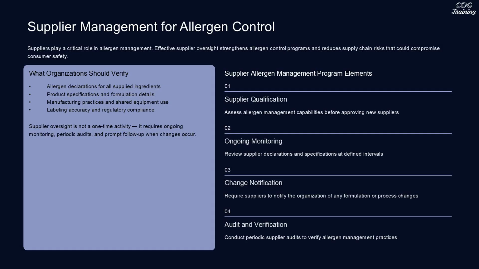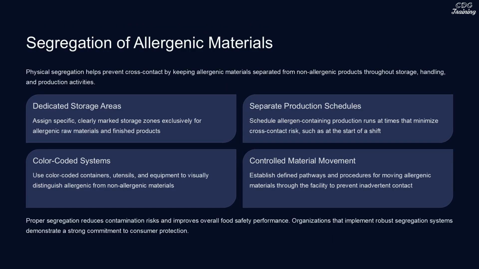Suppliers play a critical role in allergen control. Effective oversight strengthens allergen programs and reduces supply chain risks. Segregating allergenic materials prevents cross-contact and improves food safety. Implement robust systems for effective segregation.